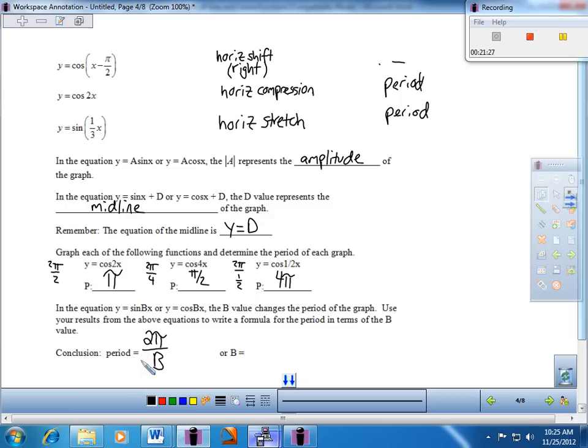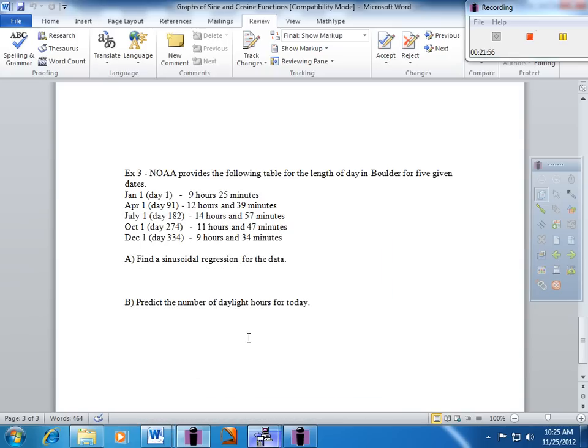That's the connection. Sometimes, though, a lot of problems that you're going to do for me, I'm going to give you the period. You're going to have to come up with the b value. And so the way this works mathematically, everybody, is the b value can come up, the period can come down.